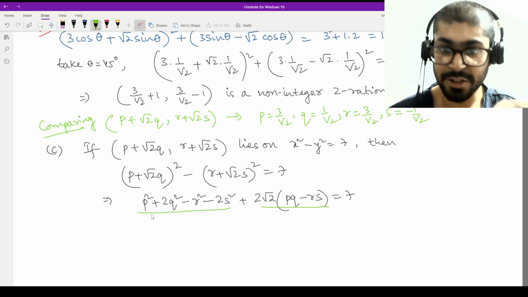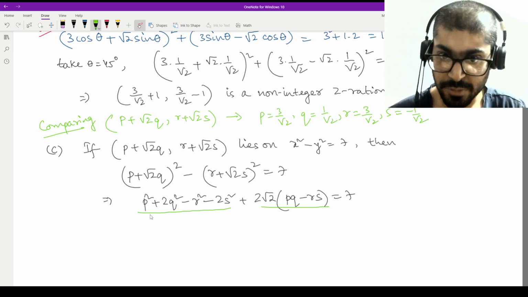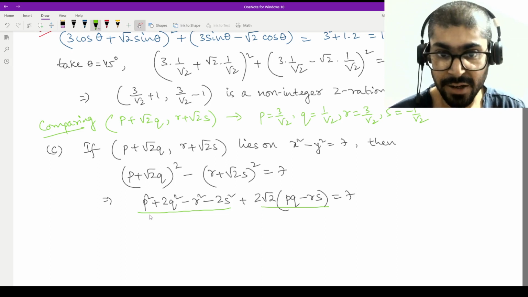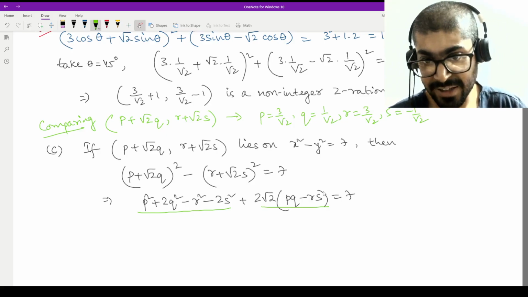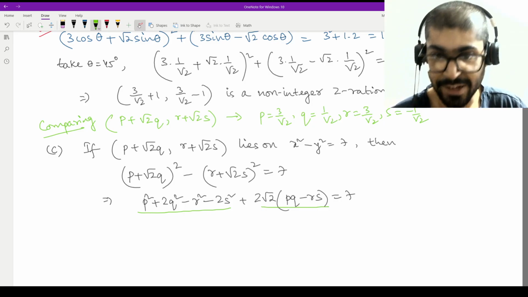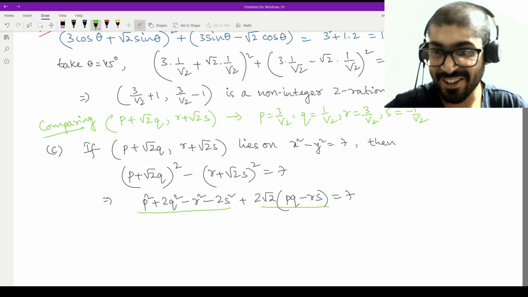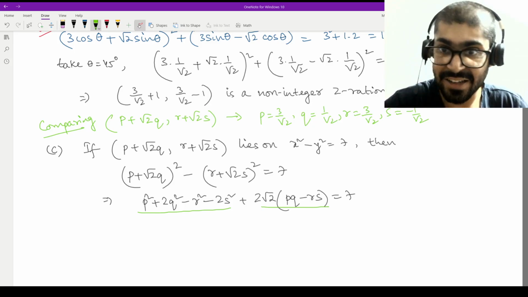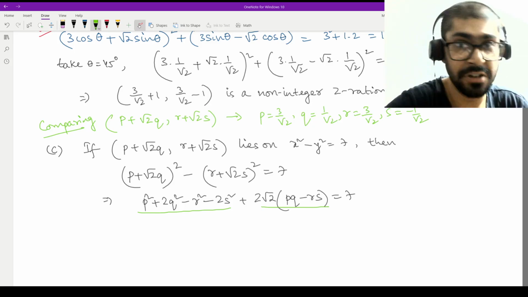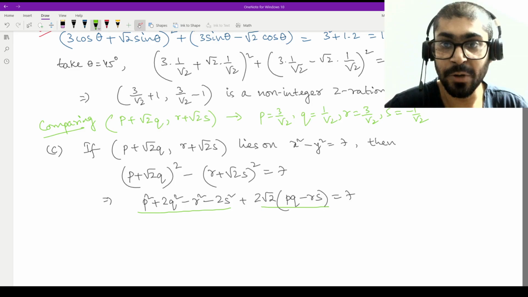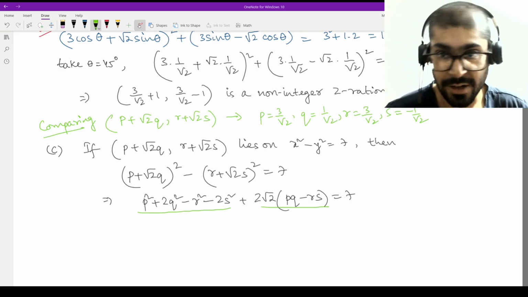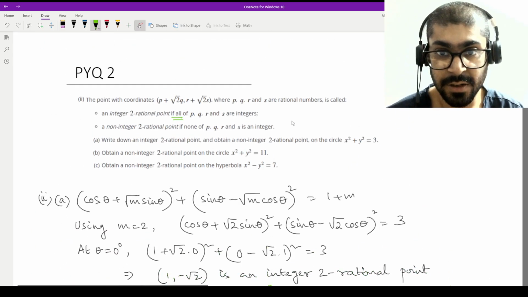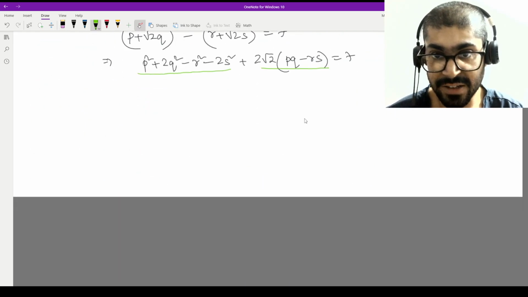P square, q square, r square, s square, this part is always positive, and even if we have square roots here, it will turn out to be integers, or rational numbers. But the second portion, underlined in green, has a root 2 associated with it. So by hook or by crook, we need that root 2 to go away. Now p, q, r and s are all rational numbers, that was given in the question. They are not given as integers, but they are rational numbers.